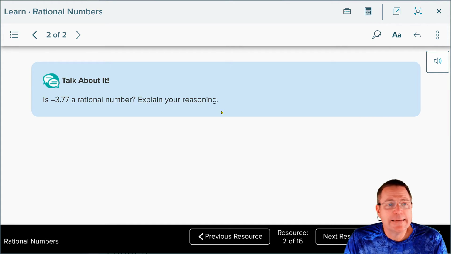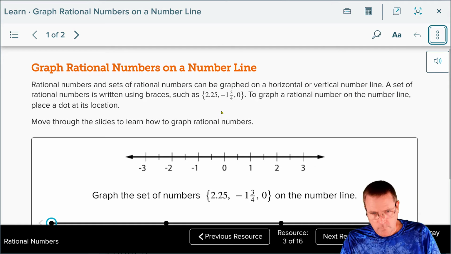So, is -3.77 or 3 77/100 a rational number? Well, let me ask you this. Is it a terminating decimal? Yes, it is. If it's a terminating decimal, it's going to be rational. It does not matter that it has a negative sign in front of it.